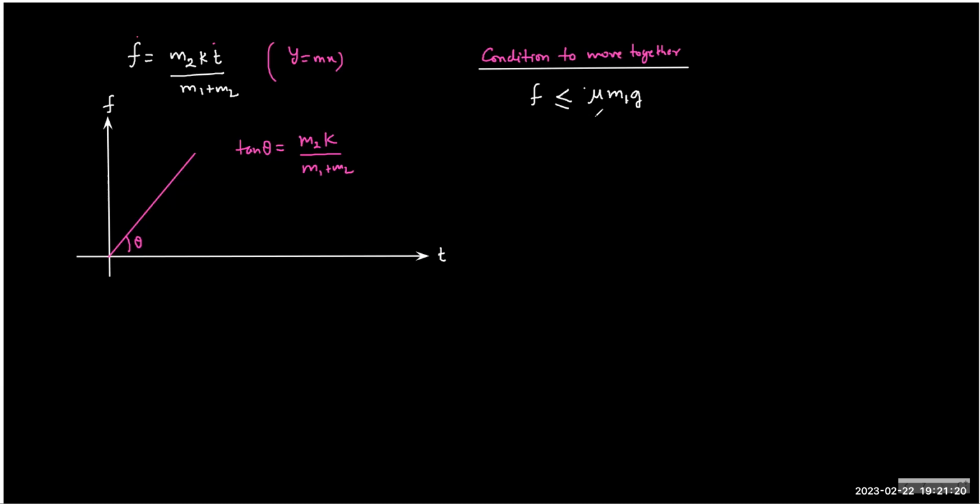So if you want to buy something, then the price of the object should be equal to or less than the money in your pocket. Then only you can buy. So for the blocks to move together, the friction that is developed should be either less than or equal to mu m1 g, which is the net available. Do you realize this?